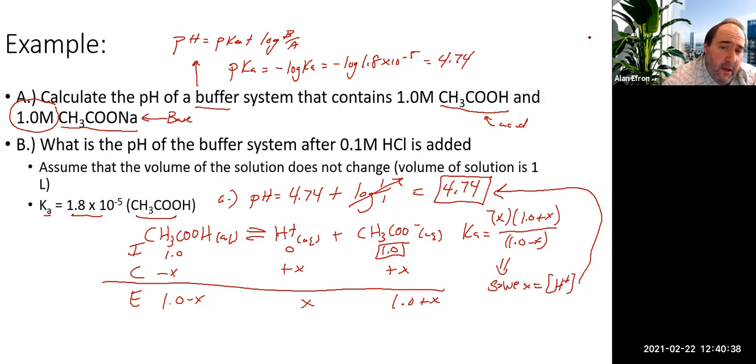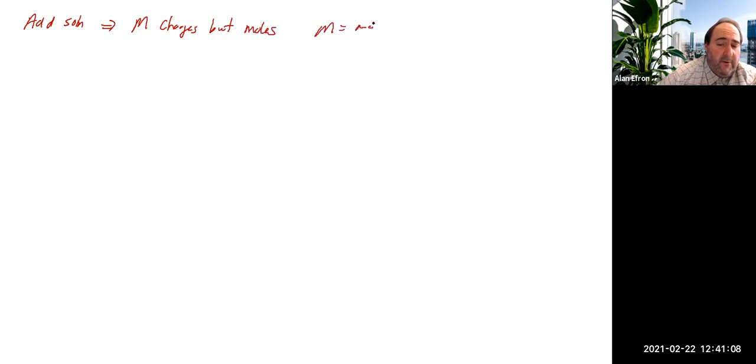So a couple important aspects for this chapter, and especially when we're talking here with buffers and when we add more solution to it, one important aspect is when we add solutions together, as we've talked about before, the molarity changes, but what stays the same is the moles, because remember, molarity is moles of solute per liter of solution. So when we add HCl to a buffer, we're changing the bottom part here, and the molarity changes, but the top part remains the same.